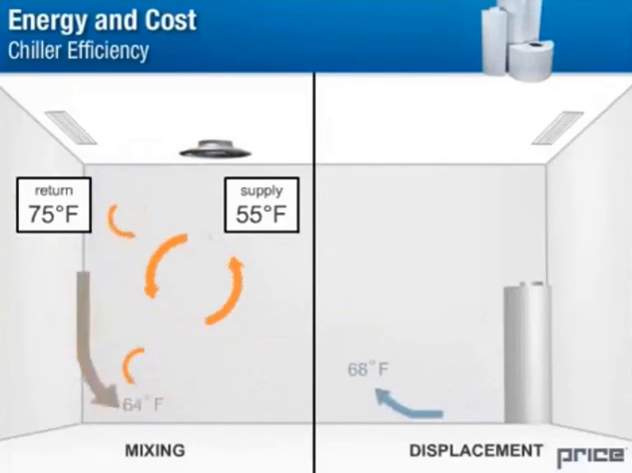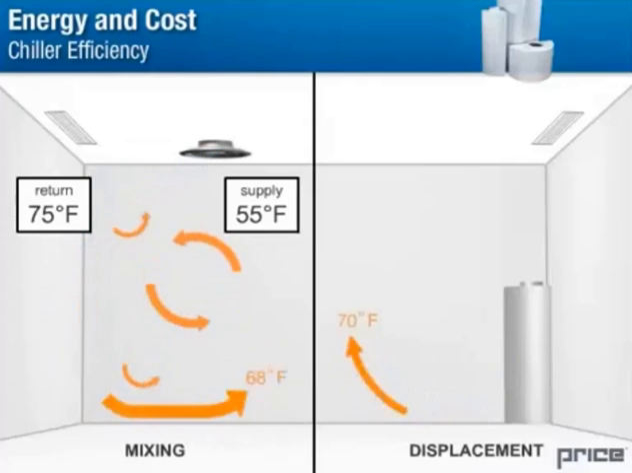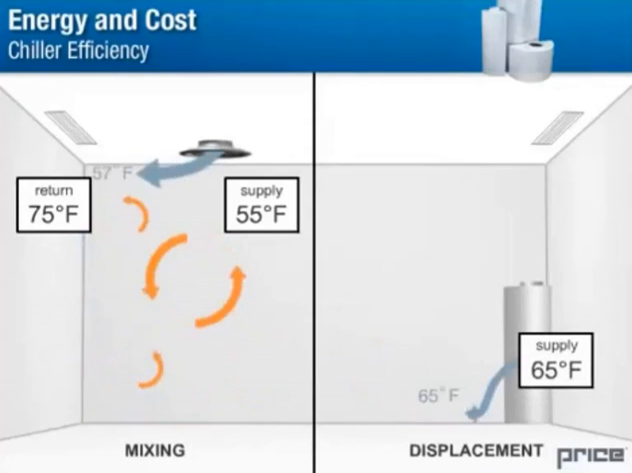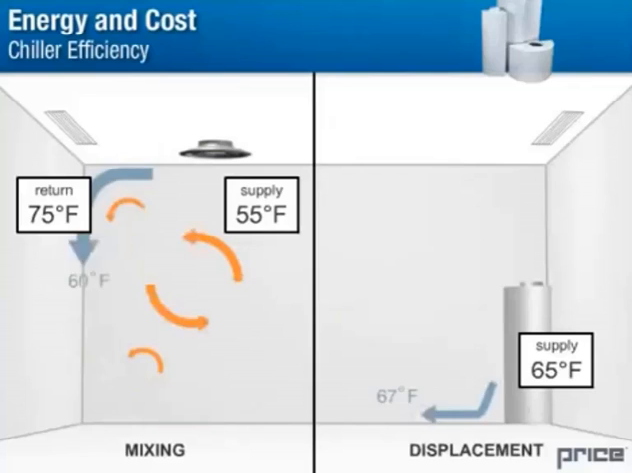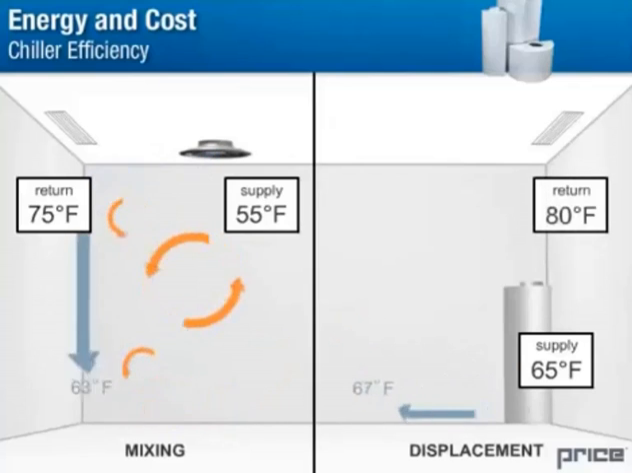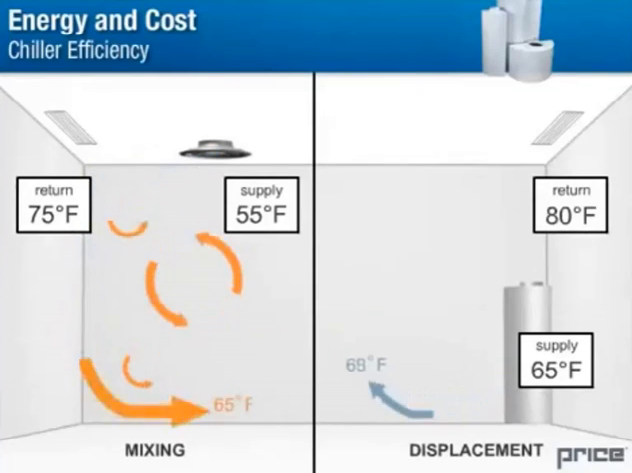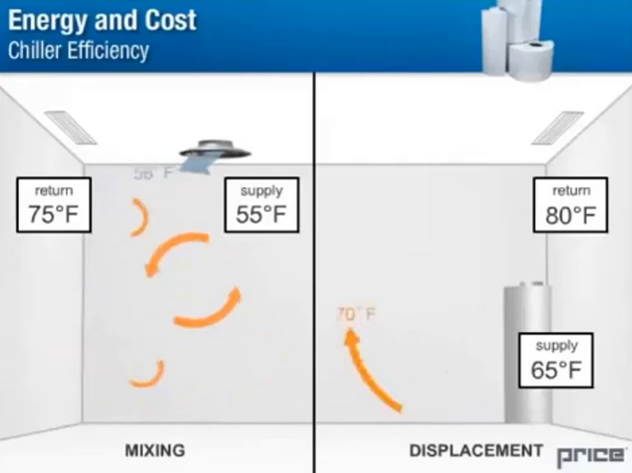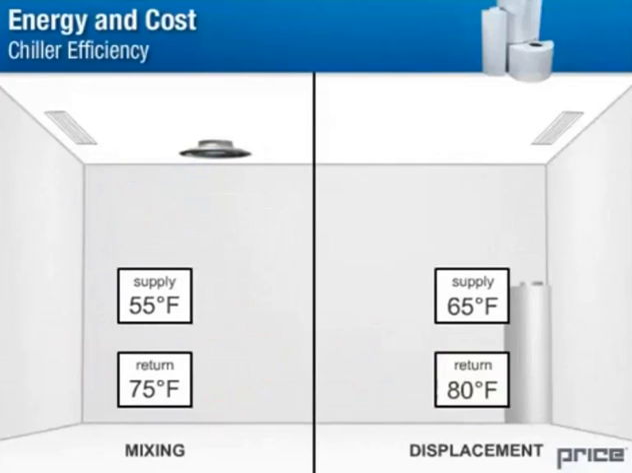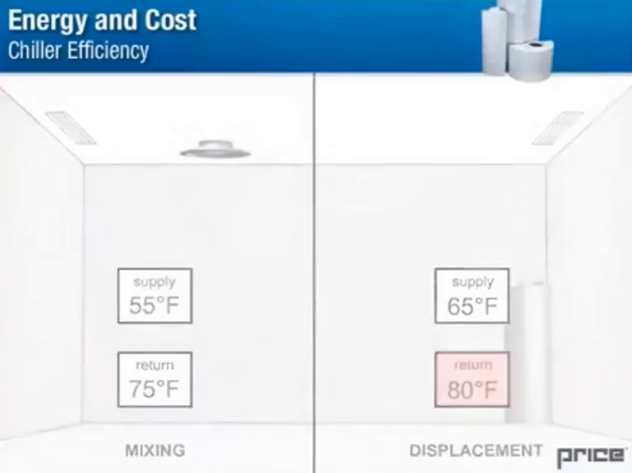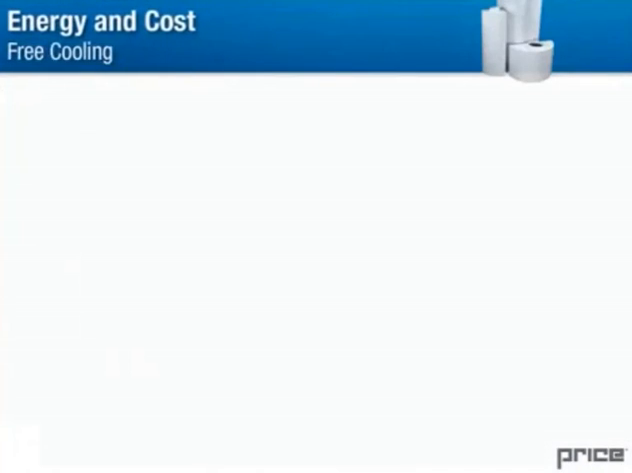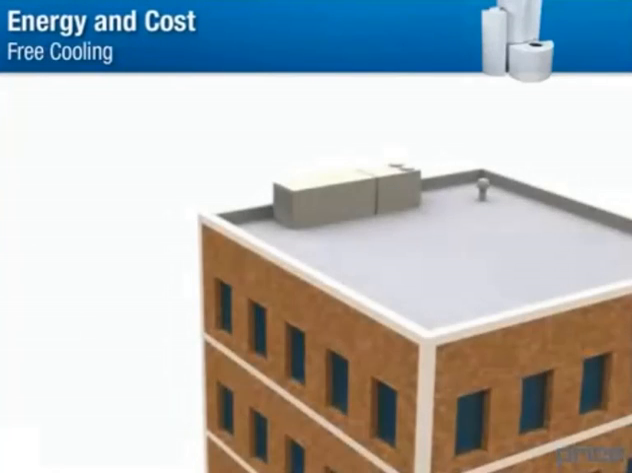In a displacement ventilation system, the supply air temperature is approximately 65 degrees Fahrenheit and the return air temperature is approximately 80 degrees Fahrenheit. The higher return air temperature is beneficial because it allows our chiller to work with a higher coefficient of performance, saving us energy and money. The third point of energy conservation is free cooling.